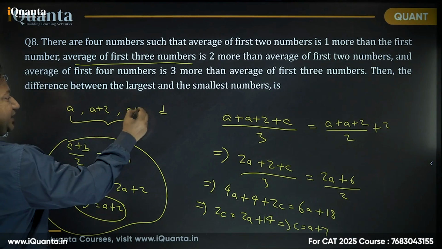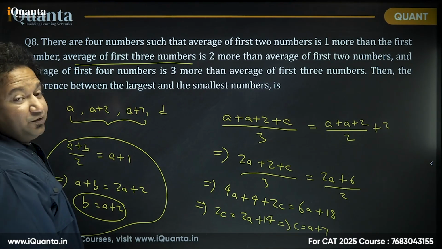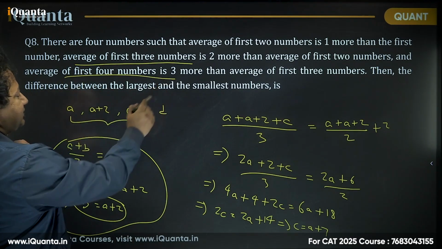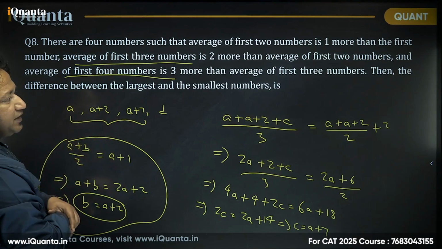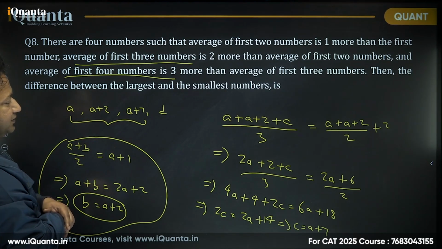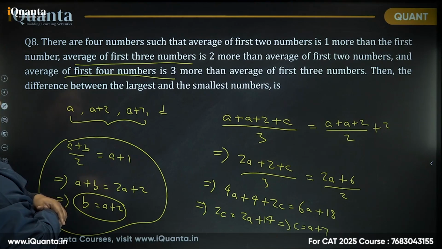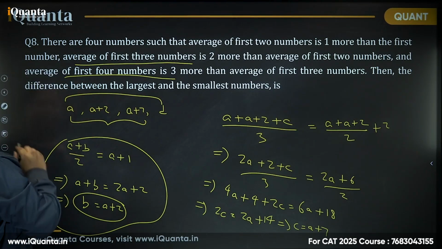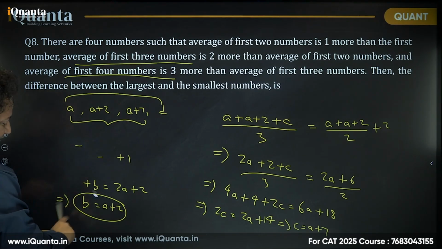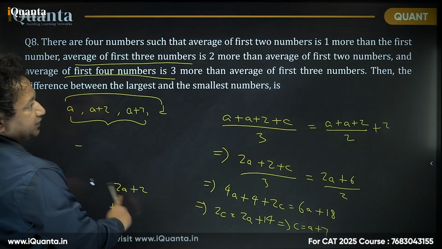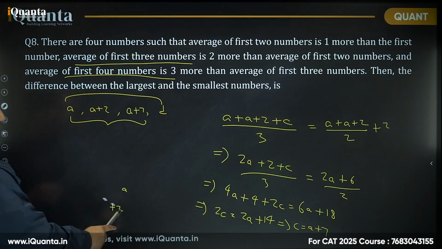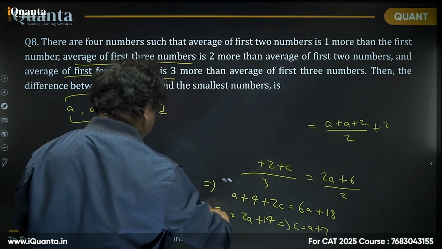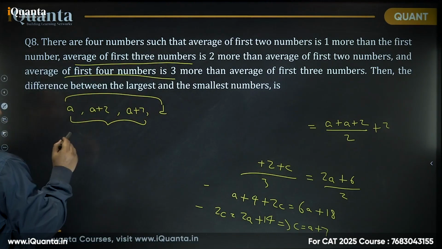Let's replace it by A plus 7. We need to find the value of D now. The average of the first 4 numbers is 3 more than the average of the first 3 numbers. Then the difference between the smallest and largest is what? We need to find D minus A. Okay, so for the last calculation, I just need some space. It says the average of the 4 numbers is 3 more than the average of the first 3 numbers. So let us do it in this space.